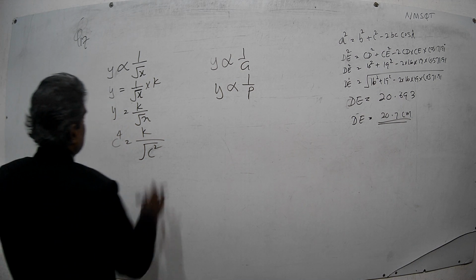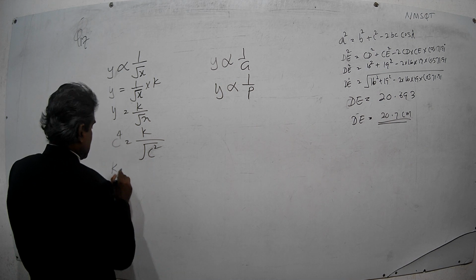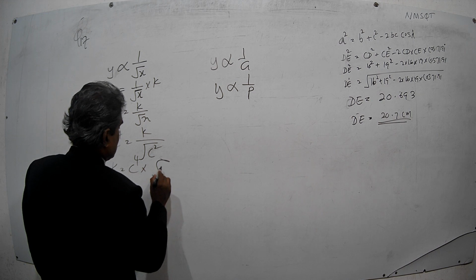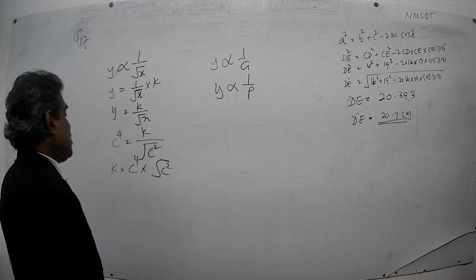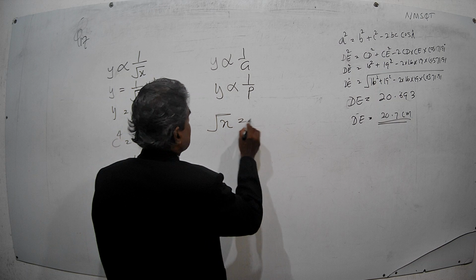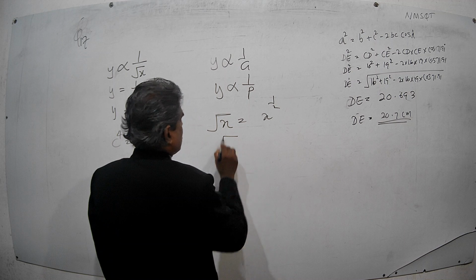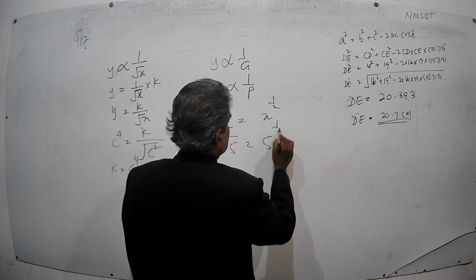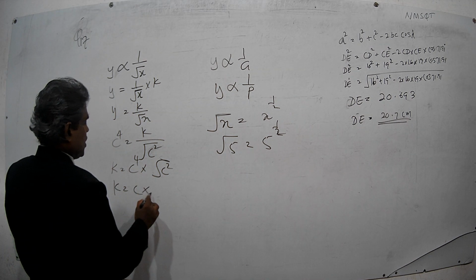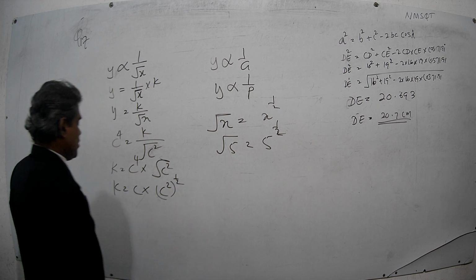Now we are going to find k. Take this to this side, then it becomes multiplication. Then k equals c to the power 4 times the square root of c to the power 2. You know the square root of x can be written as x to the power half, and the square root of 5 equals 5 to the power half. So k equals c to the power 4 times c squared to the power half. The square root of c squared means that.